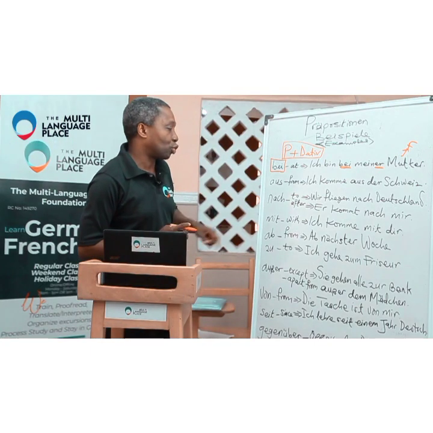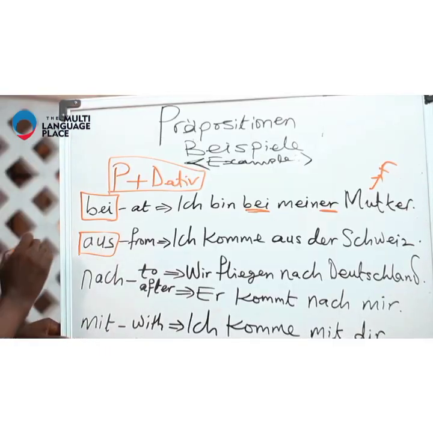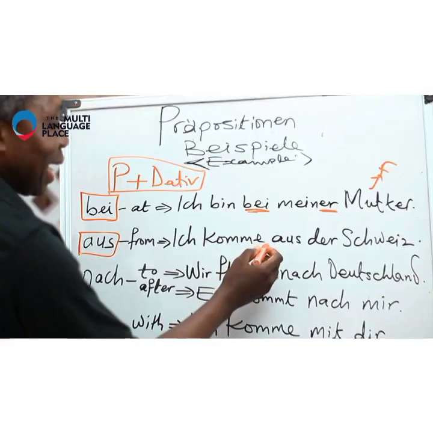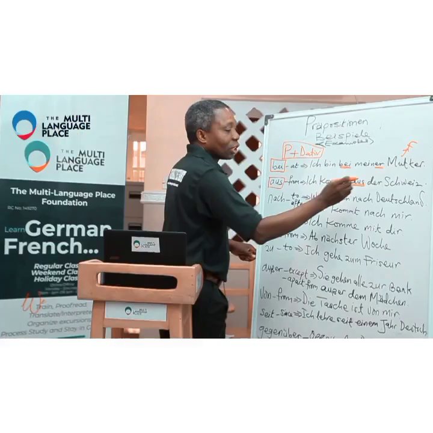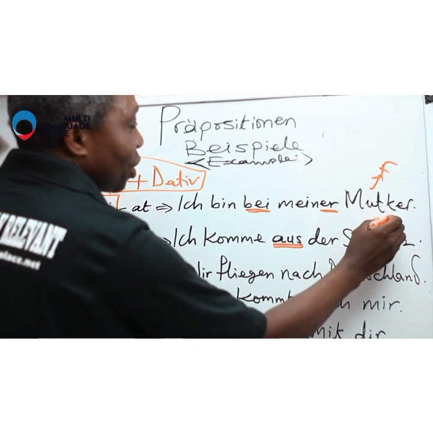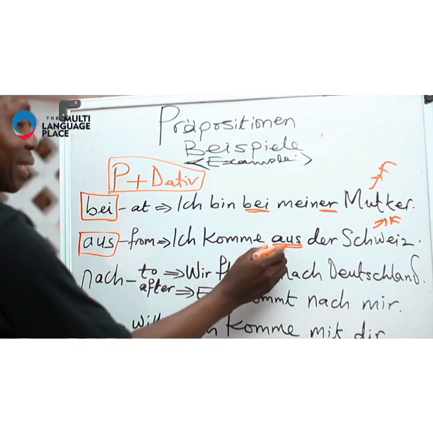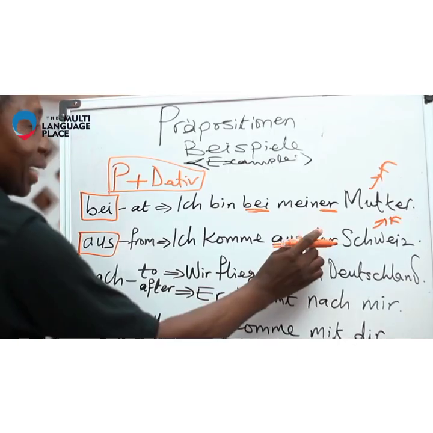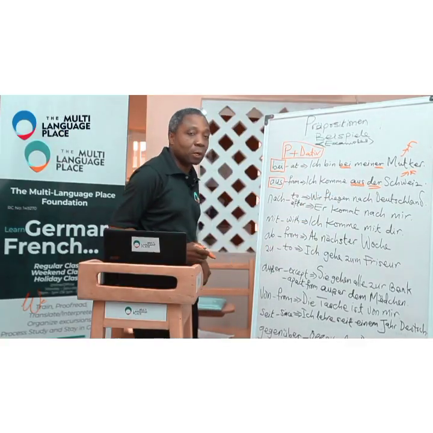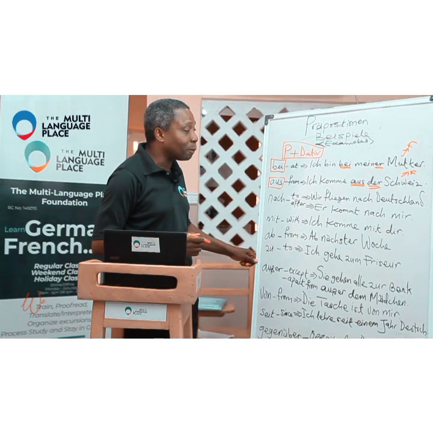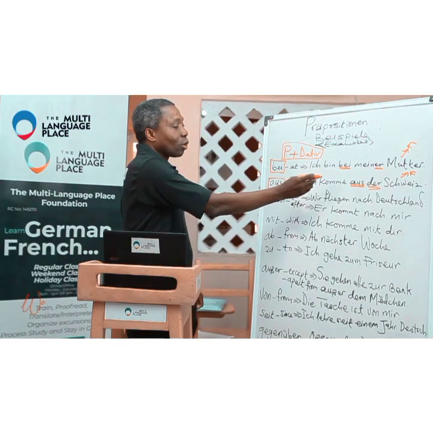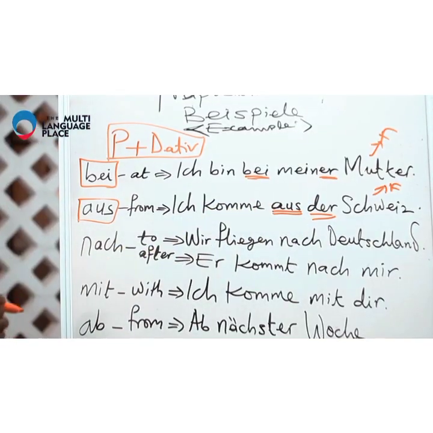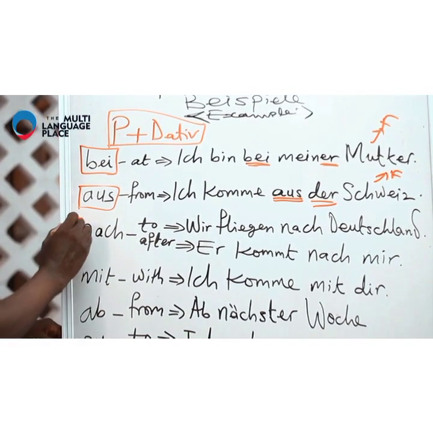Second, aus. That's the second preposition in this category. Aus means from. Ich komme aus der Schweiz. Actually, this is feminine, it is die Schweiz. But because of this aus, you see that this one changes to der, because that is the feminine of dative, feminine dative singular. Okay? Ich komme aus der Schweiz. And then we'll come to the next one.